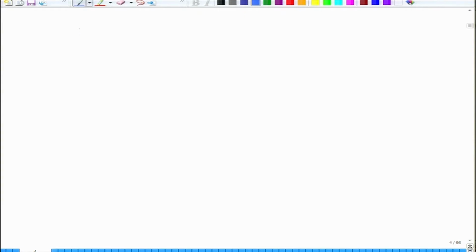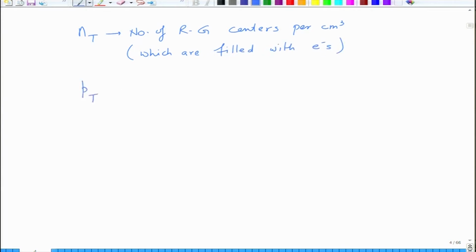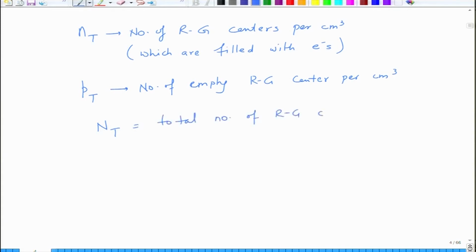So, let us say we define small nt as the number of Rg centers per centimeter cube which are filled with electrons. And then we define another term, capital PT, as similarly the number of empty Rg centers per centimeter cube, and capital NT is the total number of Rg centers, which is nt plus PT per centimeter cube. All right. So, this is the assumption that we start with.